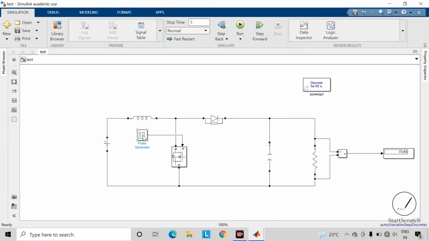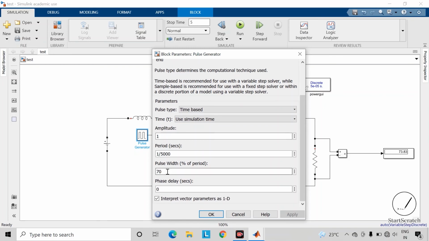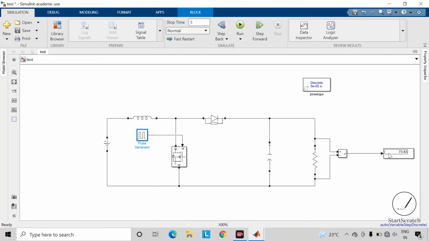Now let us check what happens if we change the pulse width. Let us consider this pulse width as 30% and check what is the output value of the voltage which we get. So save the changes and run the simulation. Here you can observe, as we decrease the pulse width, the output voltage across the load will also get reduced, but still the voltage across this load is boosted.